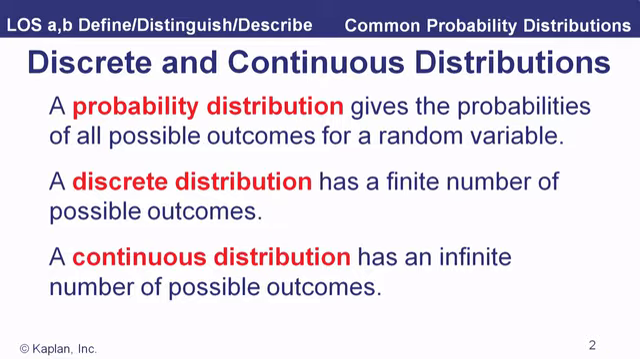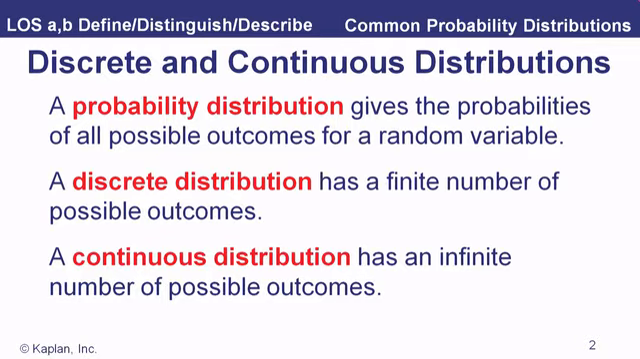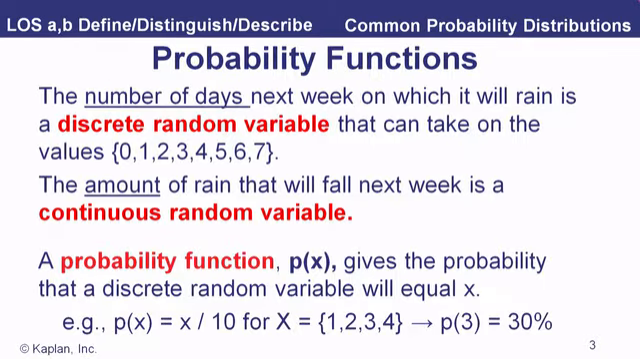I think the mathematicians also allow for a countably infinite number, but that's a little beyond what we need here, so you can think of it as just a specified number of possible outcomes. Now, a continuous distribution has an infinite number of possible outcomes. Well, let's take a look at some examples here.